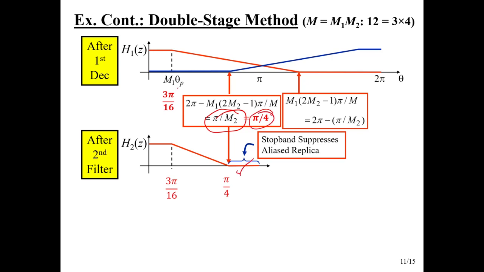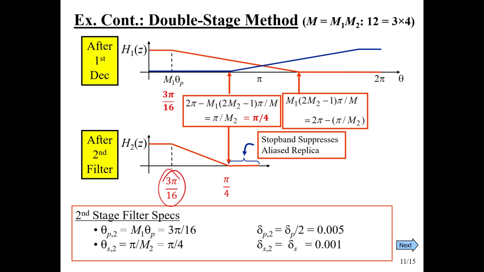Now the pass band got moved out. It started at pi over 16, but now after the first decimation, it gets stretched out to 3 pi over 16 because my first decimation is by a factor of 3. But that's the same frequency in hertz as we had before. So we talked about that before. So here's the pass band of my second filter. And here's the specs, just picking those off from up here.